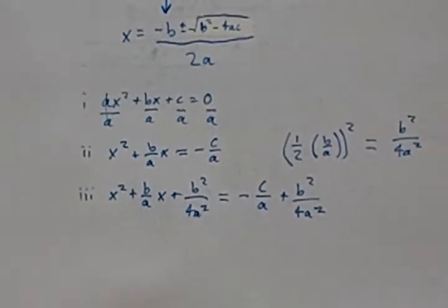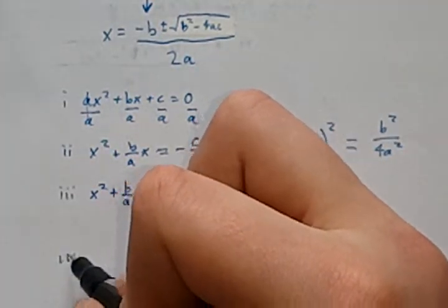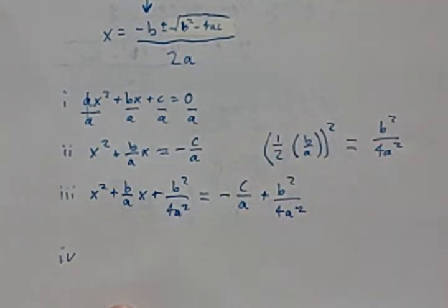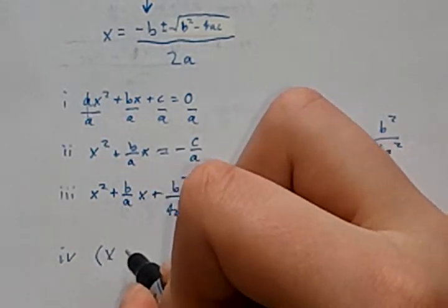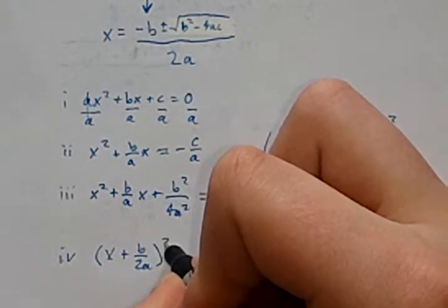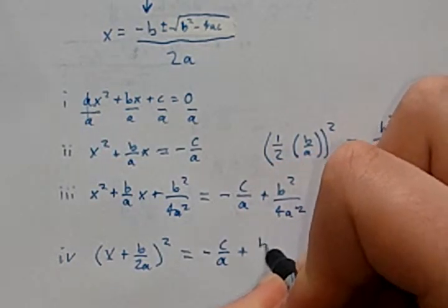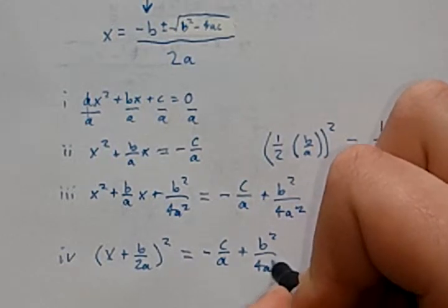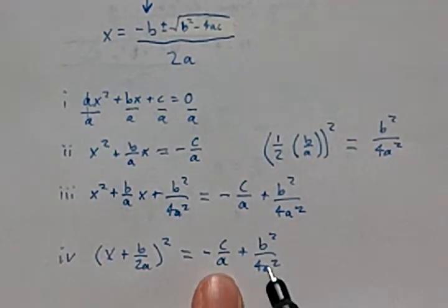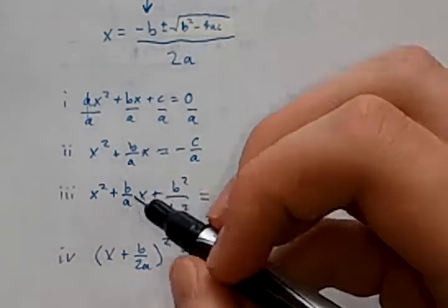After we have that, we're going to factor this out, and when we do that, we get x plus b over 2a, squared, equals negative c over a plus b squared over 4a squared. Now what we're going to want to do on this side, so that we can combine our like terms, is multiply this by 1, and the 1 is going to be 4a over 4a.